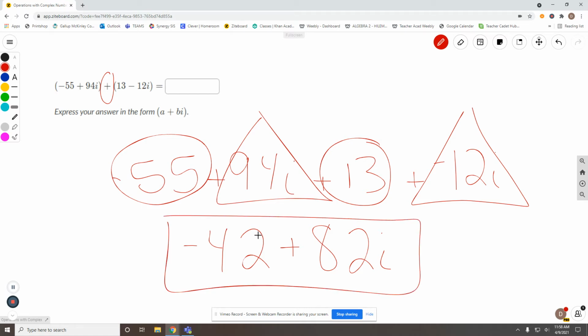Remember, this negative 42 is real and 82i is imaginary. We can't combine them together. So this is our answer. This is our complex number.